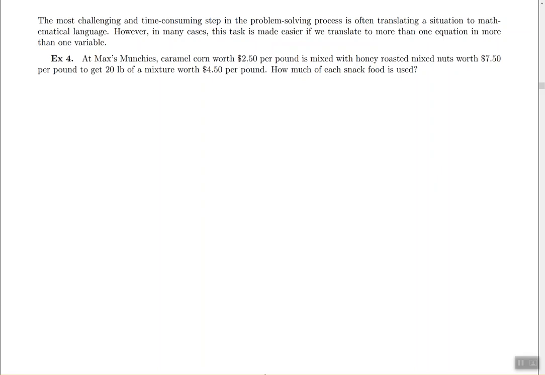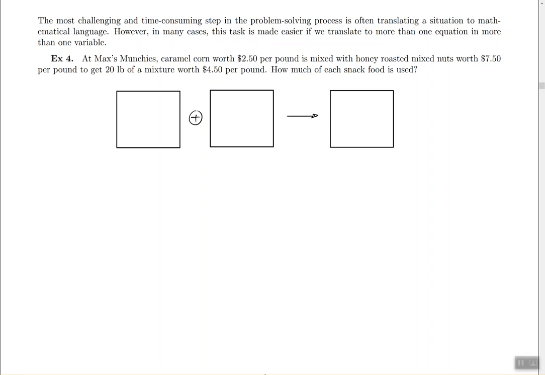So that's what I'm going to do first. I'm going to make a diagram. And these little boxes are going to represent what I'm going to mix. So in one of them, I'm going to be mixing caramel corn, and I'm going to be adding it to the honey roasted mixed nuts. And at the end, I'm going to end up with some sort of a mix.